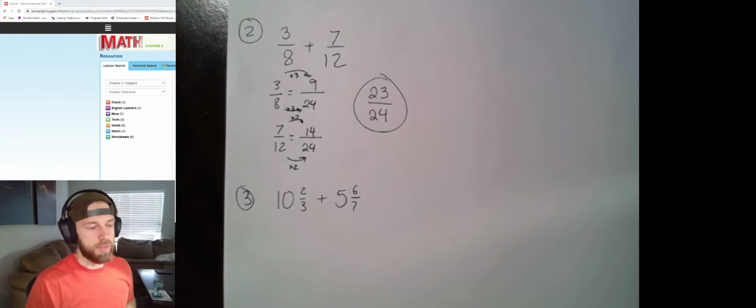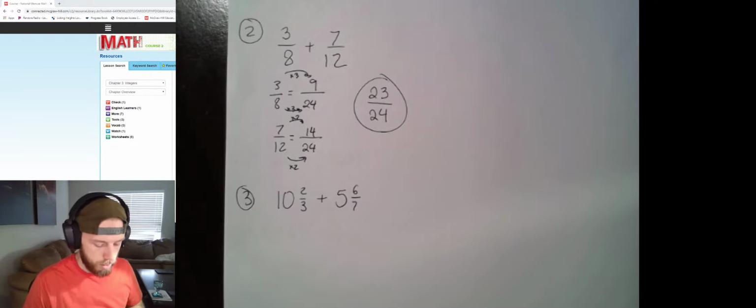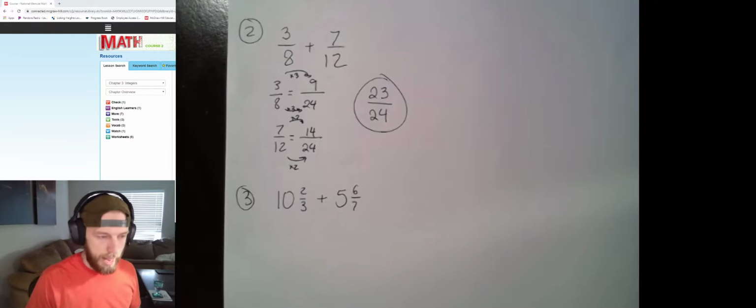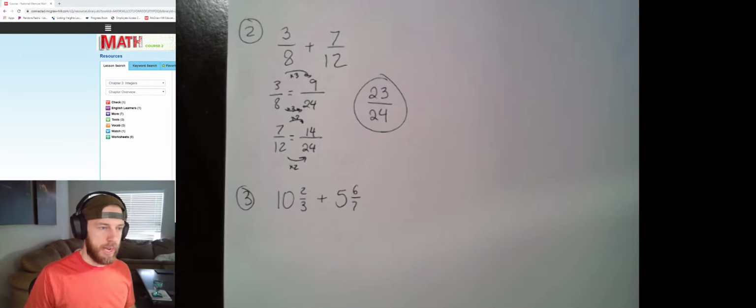10 and 2/3 plus 5 6/7. These are mixed numbers. See how you do. Go ahead and try it out. Alright. In order to add mixed numbers, all you have to do is add the whole numbers and add the fractions together.